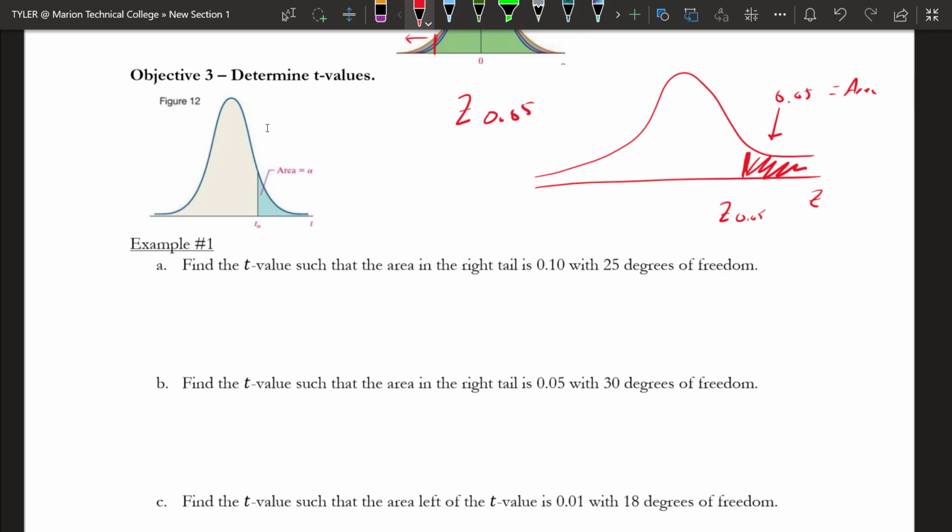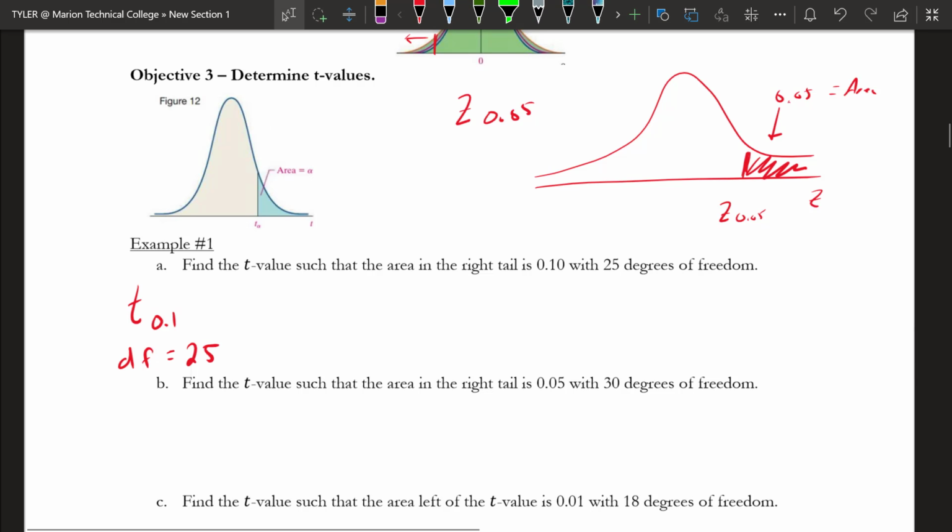So if we look at example 1a, we're asked to find the t value such that the area in the right tail is 0.10 with 25 degrees of freedom, right? So in other words, what we're trying to find is t sub 0.1, where the degrees of freedom is equal to 25.